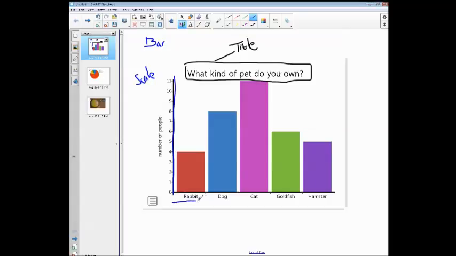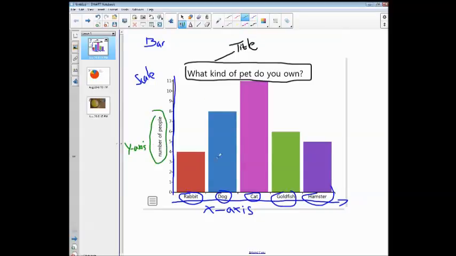This line along here, where we have the names of the animals, this is called the x-axis. Now, there's a lot of reasons why it's called the x-axis. We won't go into those now, but you just need to know the information along the bottom is called the x-axis. Therefore, the information along the side here, the scale, is called the y-axis. And both the x-axis and the y-axis have labels. So these are labeled by the types of pets people own who were surveyed. And this is labeled as the number of people.